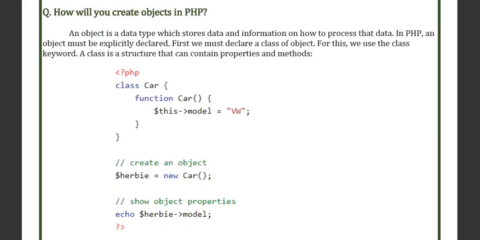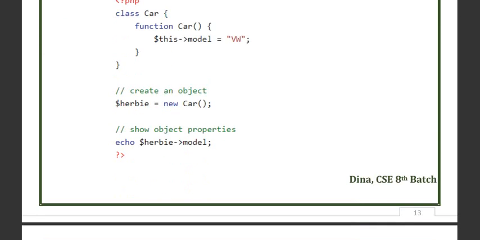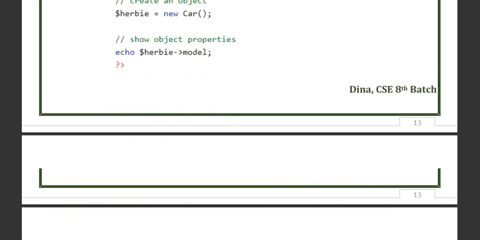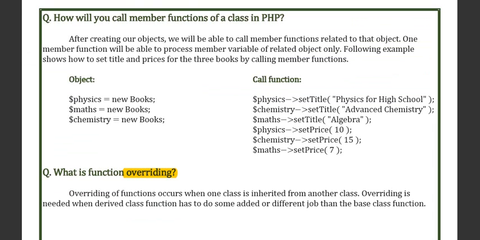How will you create an object in PHP? Here first we created a class which is Car. Then in the Car class, the model is VW. Then we created an object by giving it a name and using new Car. That is how we created an object and show the object's properties by this code. Here are some examples of objects and calling functions.